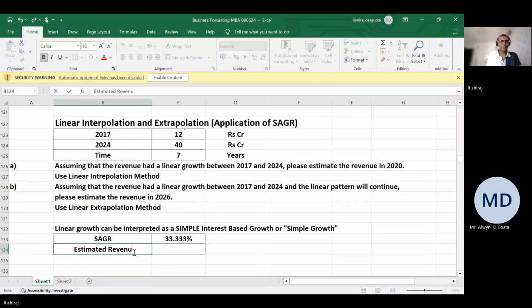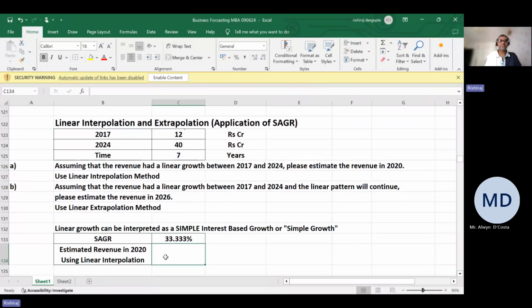Estimated revenue in 2020 using linear interpolation. So I'm using a simple interest formula. That means 12 crore into 1 plus RT. R is 33.33%, into time. 2020 from 2017 is 3 years. So in 3 years it will be 24 crore.